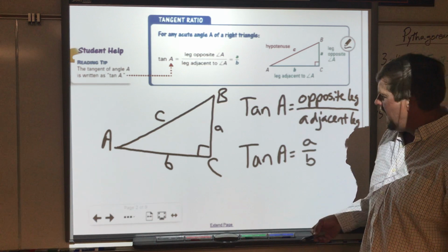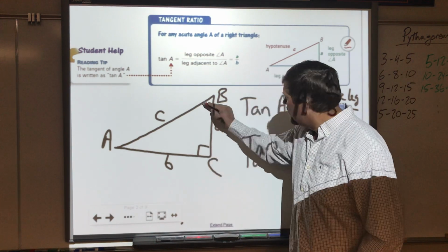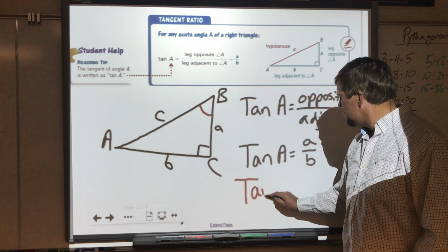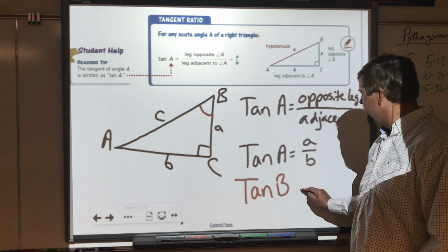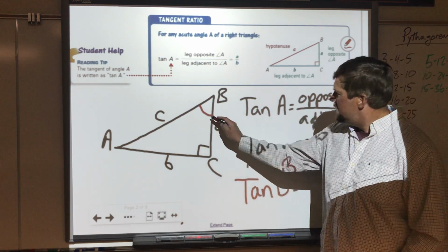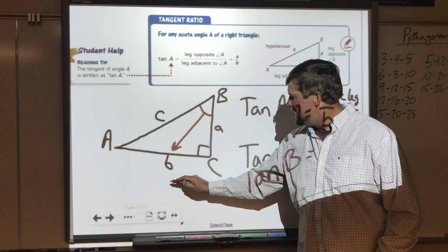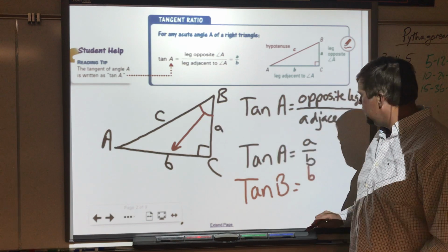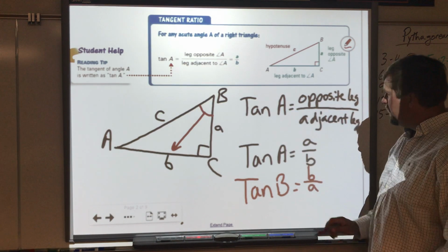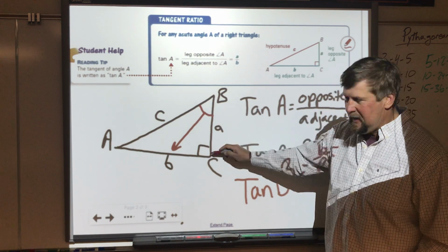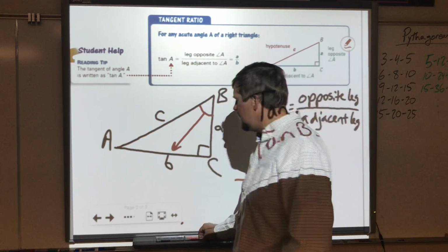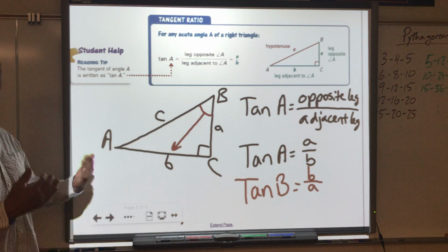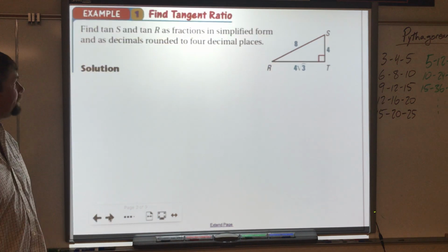Now, if you are talking about the B angle, so if you say the tangent of B, then you would use the opposite of that, which is b, and the adjacent leg would be a, because this side is next to B. So you have to refer to the angle that you're talking about to label the sides.